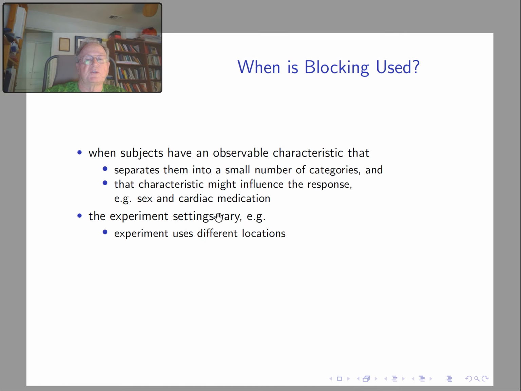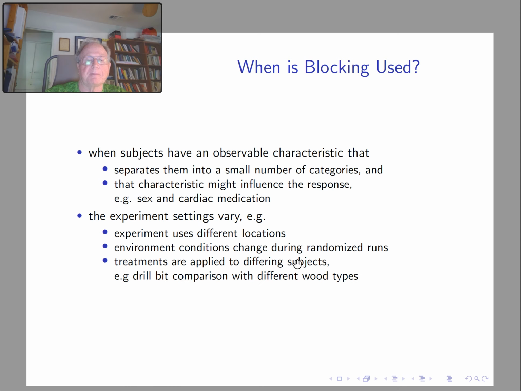Now, we may also do this when experiment settings vary. That is, the experiment might use different locations, and location might have an effect, say in an agricultural experiment. Or environmental conditions change during randomized runs. For instance, we may not be able to do all of our runs in a single day, and the temperature of the lab might change from day to day. Treatments are applied to different subjects.